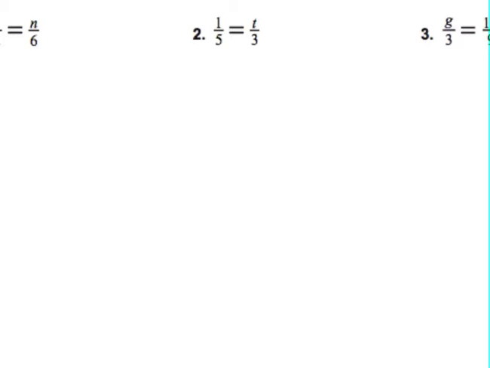All right, so let's take a look at what goes on here. We'll rewrite this so you can see it a little better. We have 3 over 2 equals n over 6. Now, guys, what I need you to do right now is get out your worksheet page.